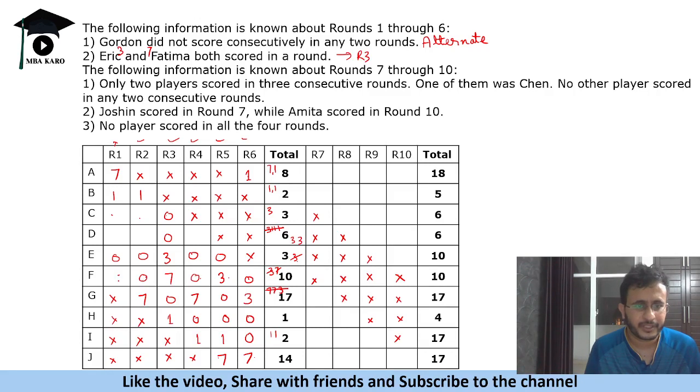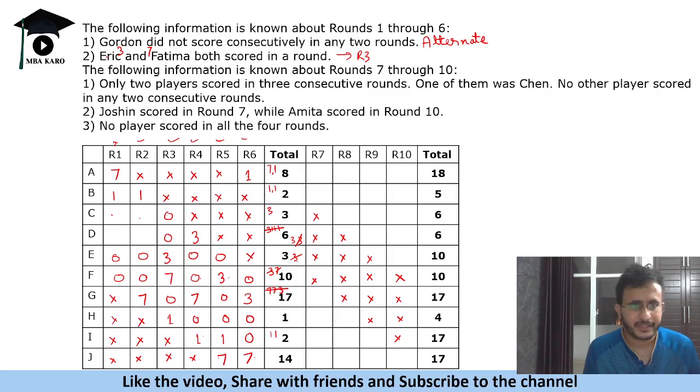Let us put the remaining numbers as zeros. In round 4, we have found out 7, we have found out 1. So this should be 3. Okay, so this is also filled. Now we have to fill 3 points for D and 3 points for C.